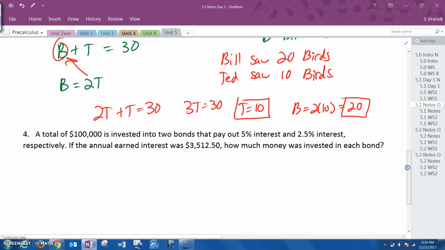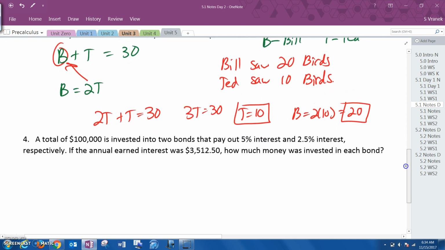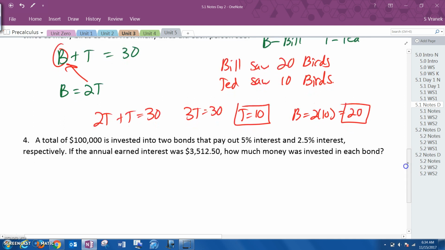Alright, last problem for the day. A total of $100,000 is invested. So you have $100,000 laying around. You want to invest it into 2 bonds. One bond pays out 5% interest, one pays out 2.5. In the real world, you would probably do all of it in the 5%, but we want to practice systems, so maybe there's a cap on how much you could put on the 5%.